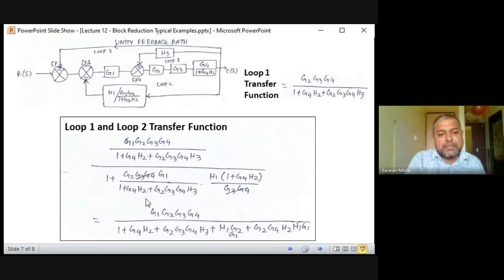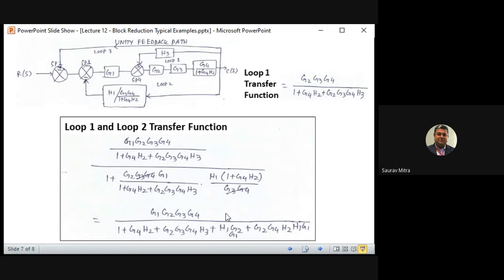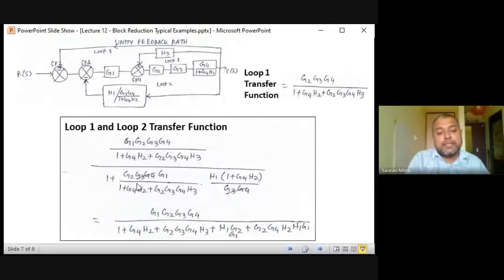Now you take this part at the numerator, so the numerator will be 1 plus G4 H2 plus G2, G3, G4 H3, this part, plus G2 G1 into H1 plus G2 G1 into H1 G4 H2. If you multiply these two terms, you get two terms. Multiply with this, so there will be two terms, and here you have three terms. So these 3 will go here with 1, and here you get two terms. So 3 plus 2, there will be a total of 5 terms. This G1, G2, G3, G4 is here, then 1 plus G4 H2 plus G2, G3, G4 H3 is there, so this thing goes up.